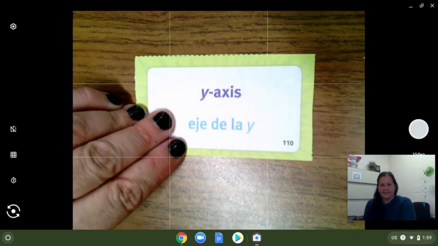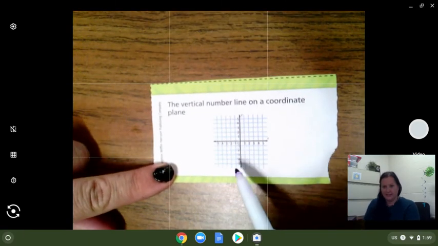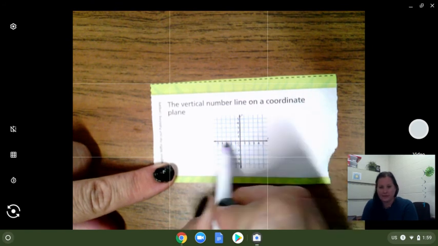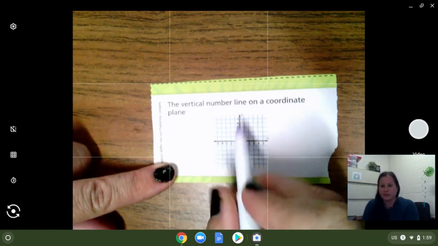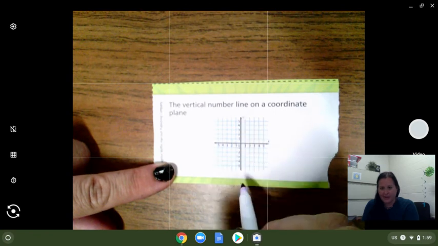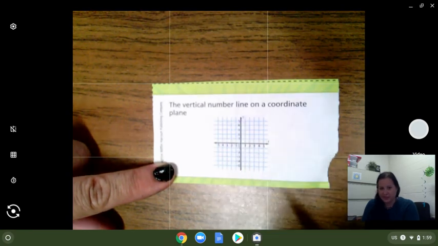The y-axis. This is the y-axis. It is a vertical number line. X is your horizontal number line. Y is your vertical number line. Y-axis goes up and down. These are your positive numbers. These are your negative numbers.